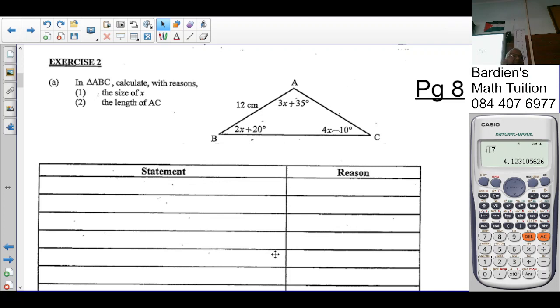What did you add? 3x plus 35 plus 2x plus 20 plus 4x minus 10 equals? Reason? Well done. Give her a round of applause. One day we're all going to be like you. Just not today. Okay, by the sounds of it, most of you got number 1 out, so you're just waiting for number 2.